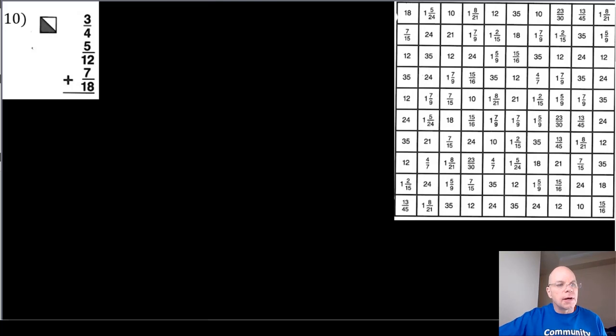Okay, we practiced fraction addition and subtraction today in class, and that's what we're practicing on this assignment. We have 3/4 plus 5/12 plus 7/18 on problem number 10, and so we need a common denominator. The lowest common denominator will also be the least common multiple of 4, 12, and 18.